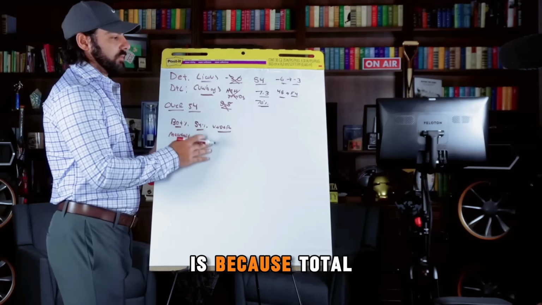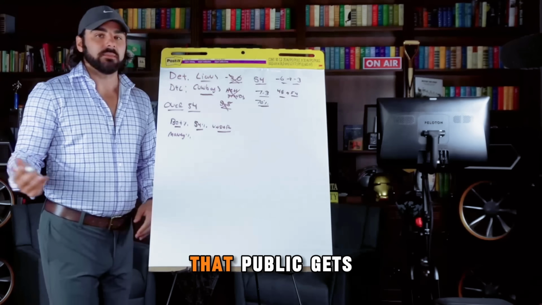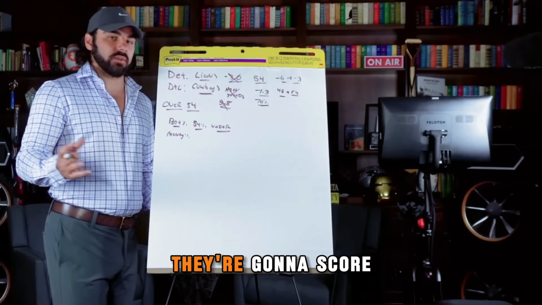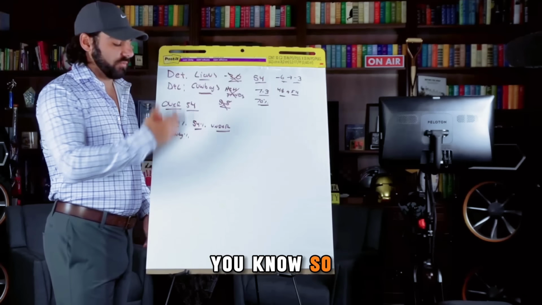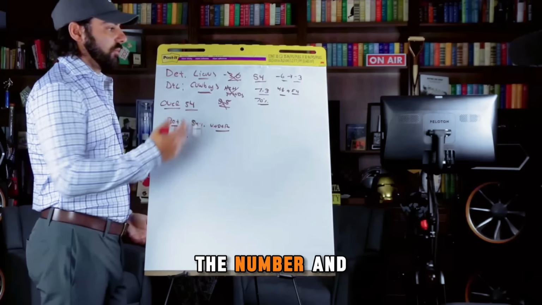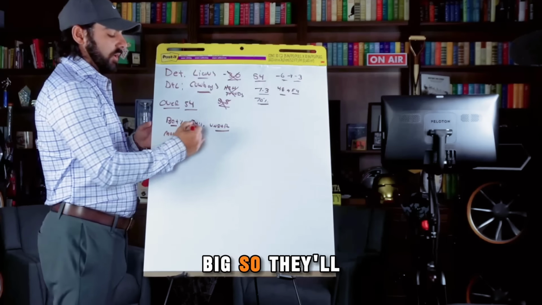The reason being is that the total's so high that the public gets scared when there's a high total, and they think, oh, there's no way they're going to score that many points, so we'll start hammering the under. Listen, that's literally a concept that a lot of the public looks at. It's just the number, and it's like, oh, that number's too big, so they'll start betting the under.